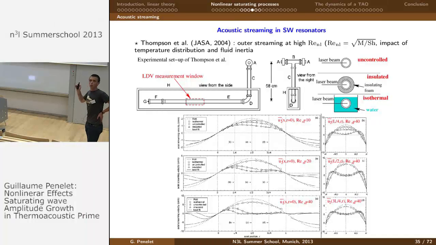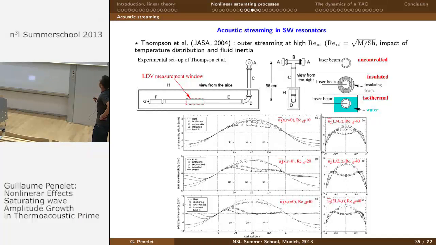They proceed to LDV measurements, but the important point is that they have made measurements for different thermal conditions applied to the wall of the waveguide. So we have an uncontrolled thermal condition, we have an insulated thermal condition, and we have an isothermal thermal condition for which the waveguide is placed into a water tank.